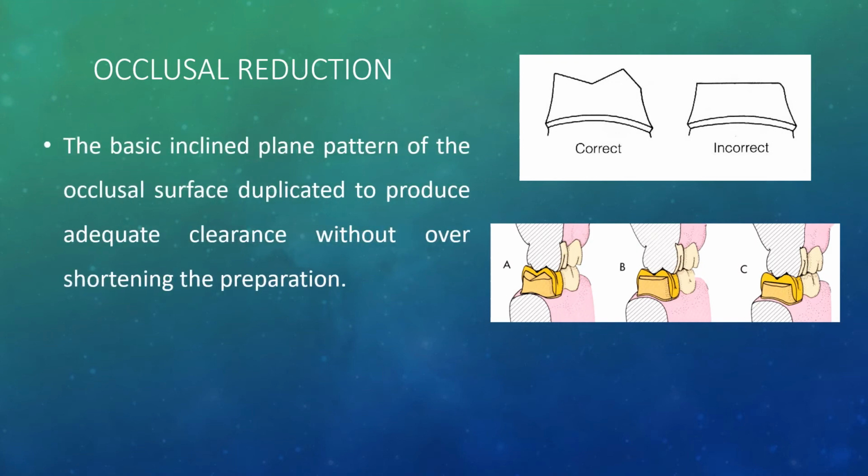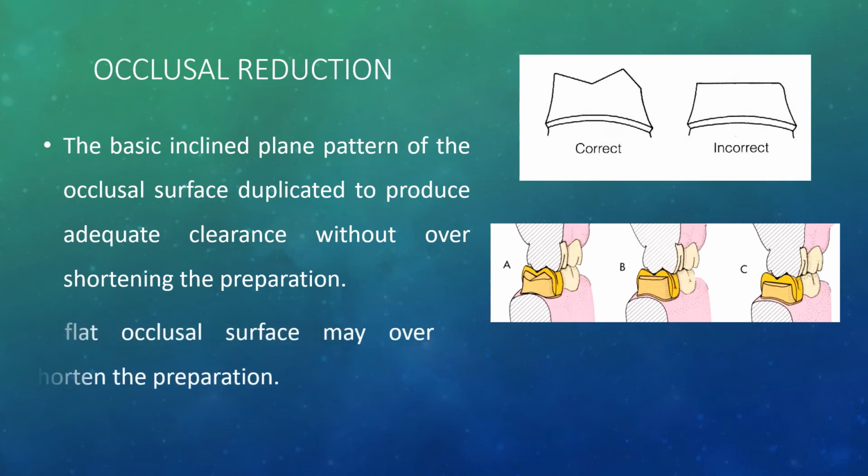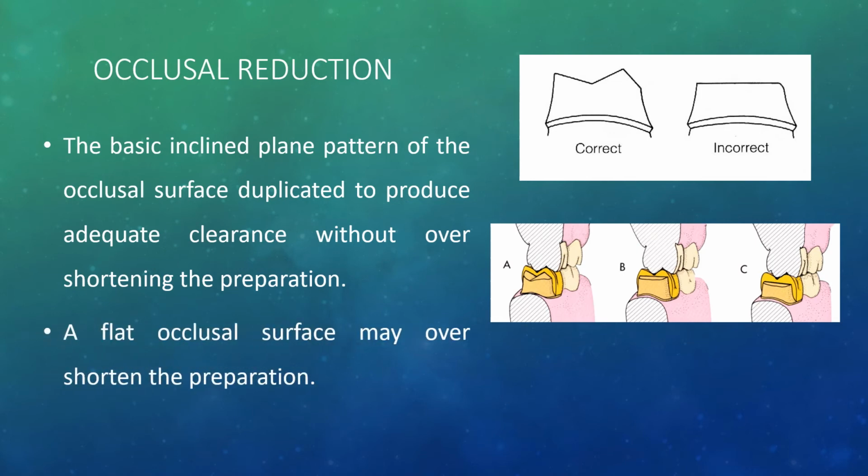The whole idea of preparing a tooth and giving it a crown is that you not only restore the anatomy, the form, but also give the function, so that when you are restoring the cusp, it should follow the occlusal pattern which the patient was having previously. So it has to be duplicated, and a flat occlusal surface will over reduce the height and lead to compromise in the retention form of the crown.